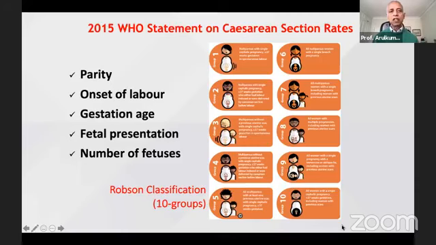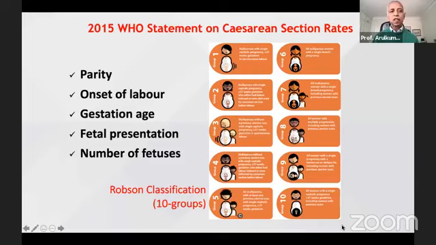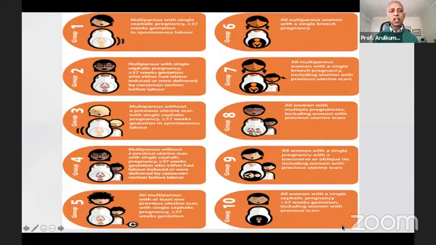Now, Robson's classification is a very straightforward one. It is not based on indication. It is based on 5 factors: parity, onset of labor, gestational age, fetal presentation, and number of fetuses. So the straightforward: parity, nulliparous or multiparous, onset with a spontaneous, induced or elective section, gestational age, whether it's over 37 or less than 37, fetal presentation, and number of fetuses. This is on a larger scale.